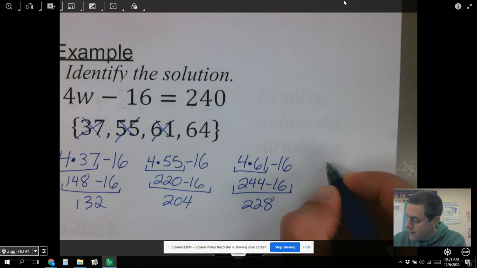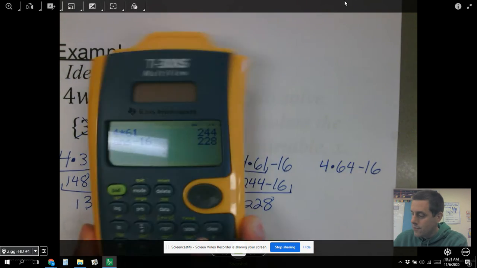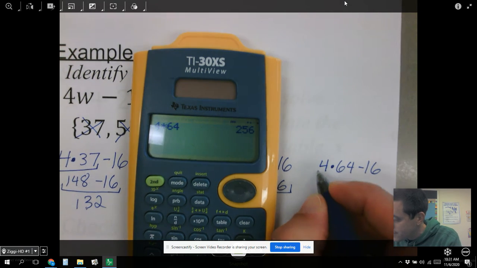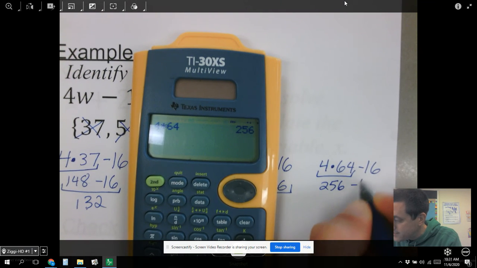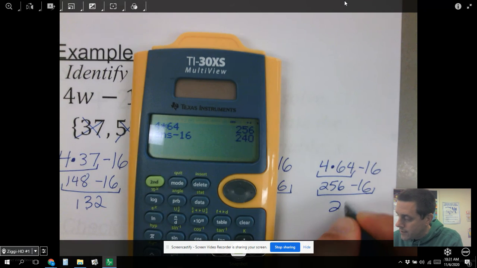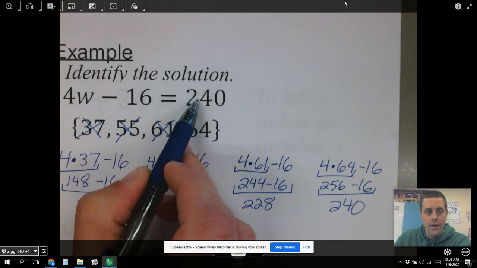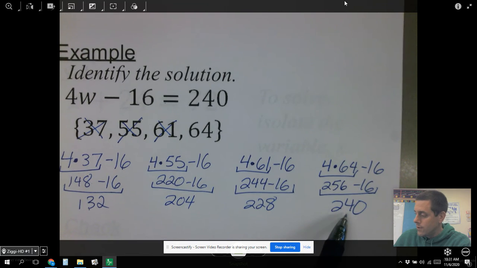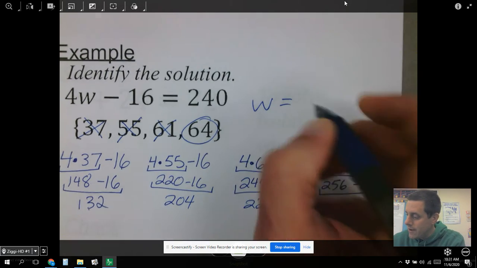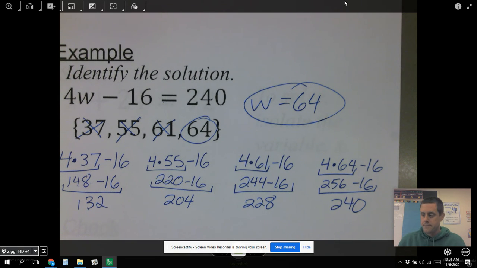Last, let's try 64. So 4 times 64 minus 16. Performing these calculations now. 4 times 64, multiplication first. 256 minus 16, performing that subtraction, gives us a value of 240. Is 240 equal to 240? Yes, my equation is equal. It is true when w has a value of 64. So your solution is w equals 64.